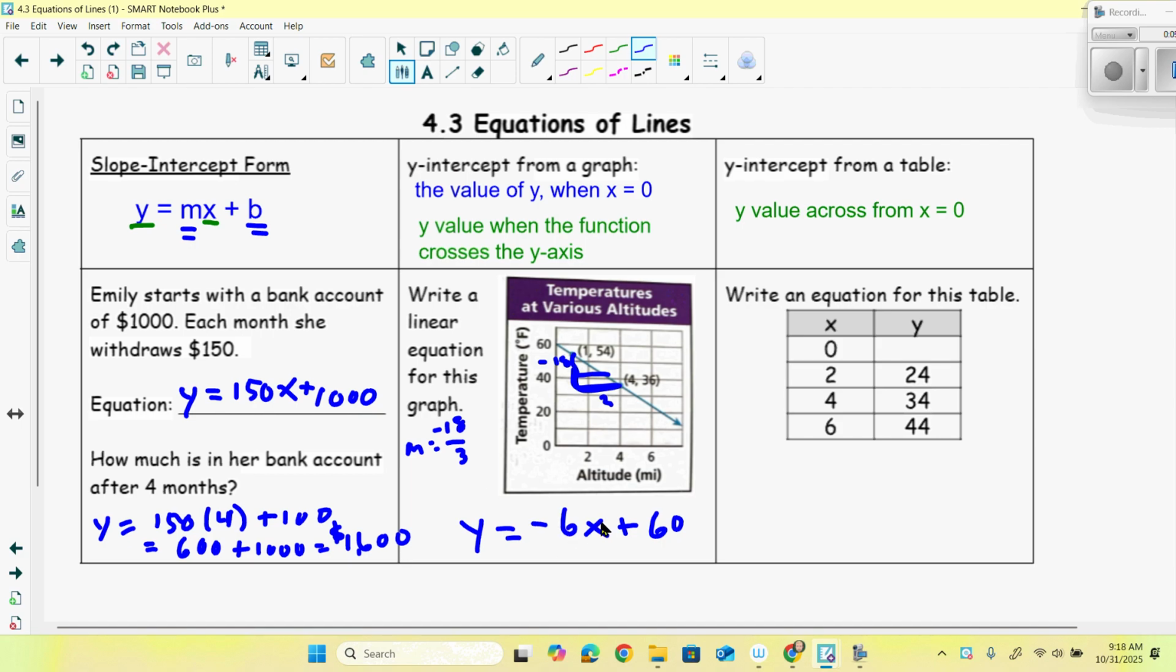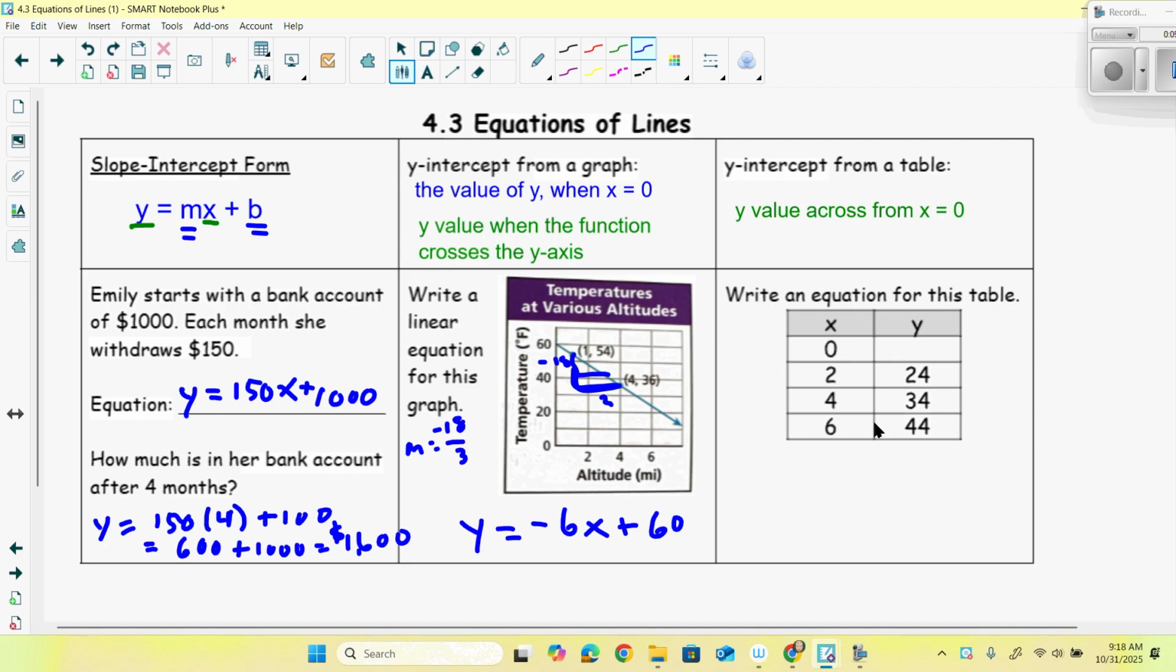All right, so what's the meaning? Might as well throw that in there. The temperatures at various altitudes vary by 6 degrees Fahrenheit per 1 mile of altitude. Okay, I'm not going to write all that out, but you want to think like that.